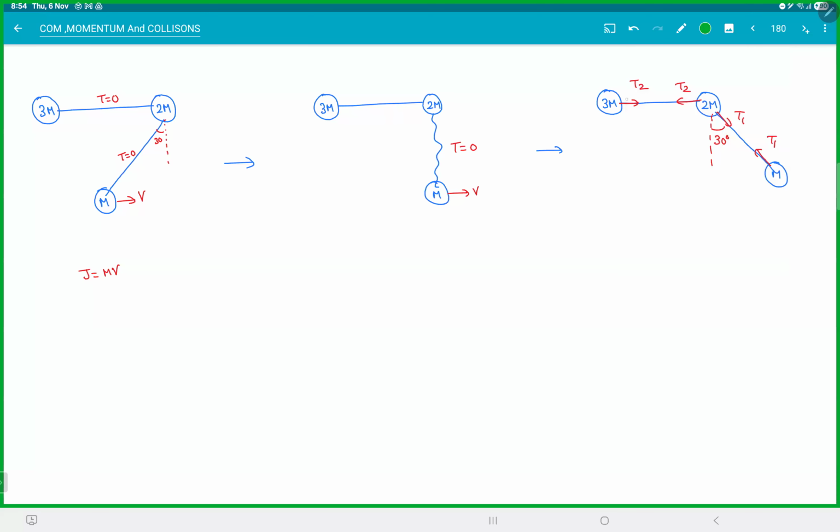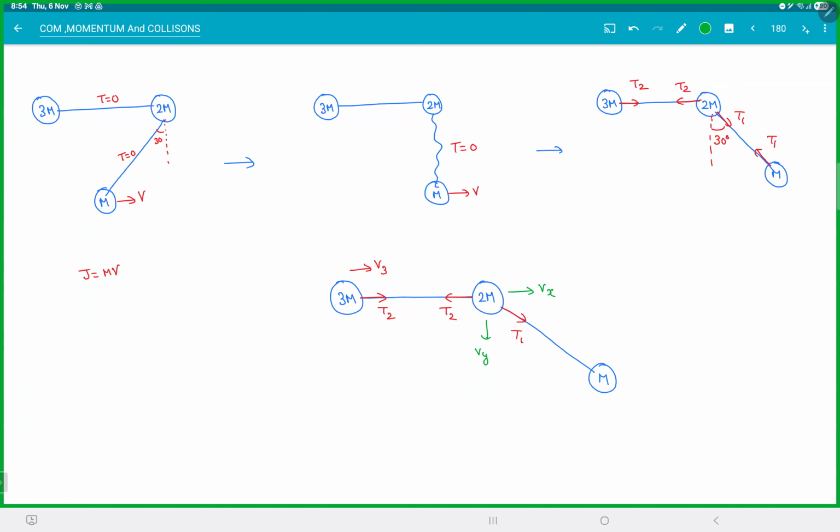Now, 3m, let me just draw that again. So now if you look at the velocities, velocities will change only in the direction of the force, isn't it? Now, on 3m, the only force acting is T2. So let this velocity be V3. On 2m, there are two tensions acting, T2 and T1, both are acting. So I'm not sure how it will go. So when we're not sure how it will go, we will take Vx and Vy. We will take two velocities because 2m can go in any random direction.